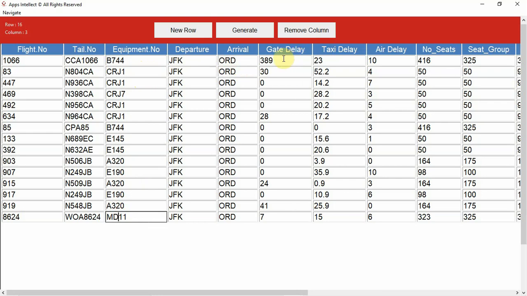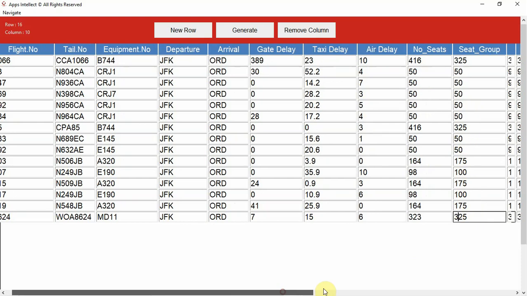The gate delays were, this 389 is in minutes. So gate delay is in minutes. The taxi delay is in minutes. The air delay is in minutes. So these were the delays, and the number of seats available in the aircraft was 416, whereas the aircraft type carrying was a 325-seater. It could be the internal configuration of the aircraft. Then there are 50-seater aircraft, and a 325-seater carrying 400, having a seat capacity of 416. There are 175-seaters, a 100-seater, and 325-seaters. These were the flights being flown.